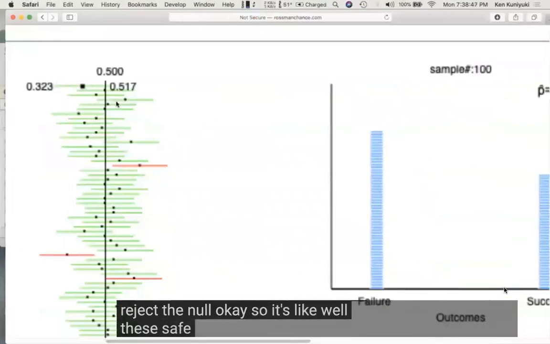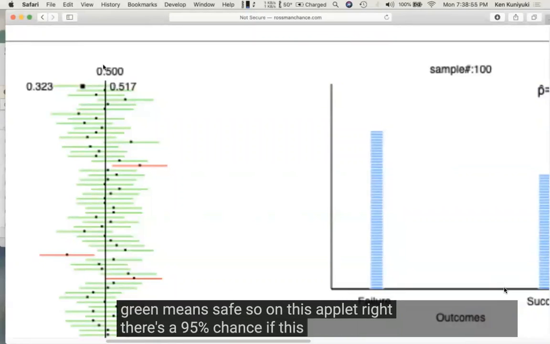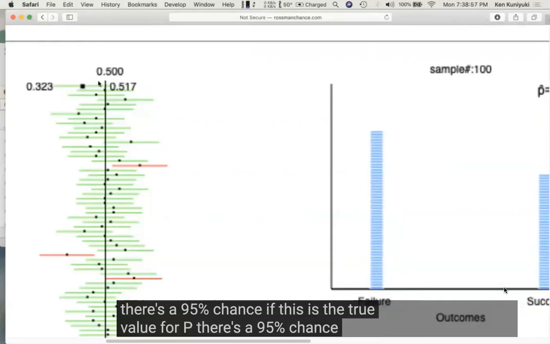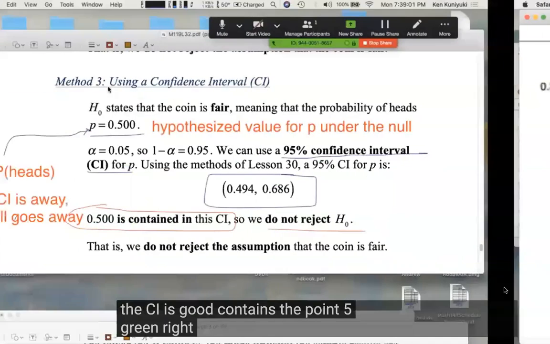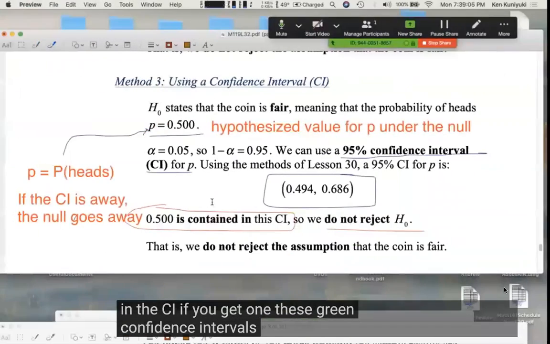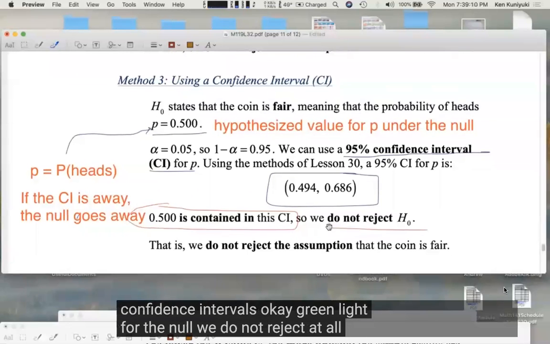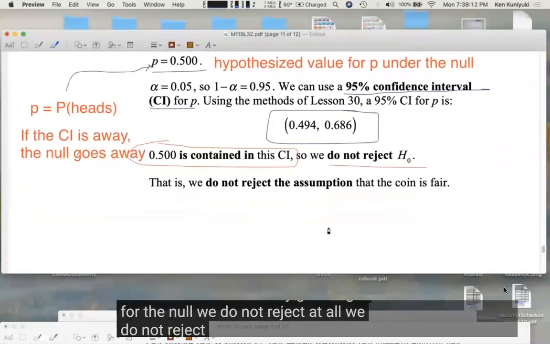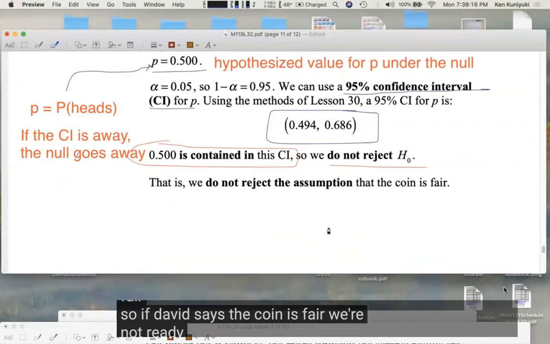Okay, it's like one of these safe guys in green. That might be a way of looking at it. Green means safe. So on this applet, there's a 95% chance, if this is the true value for P, that the CI is good, contains the 0.5, green, right? If the 0.5 is contained in the CI, if you get one of these green confidence intervals, okay, green light for the null, we do not reject the null. We do not reject the assumption the coin is fair. So if David says the coin is fair, we're not ready to call him a liar.